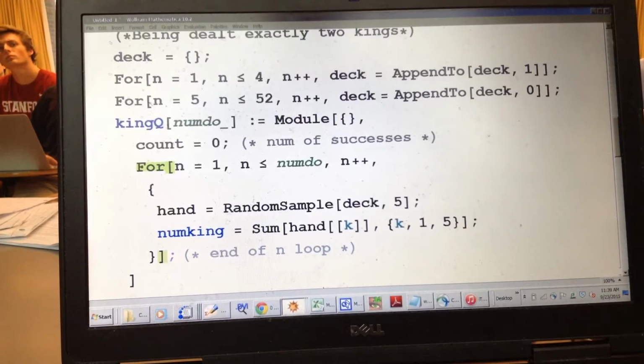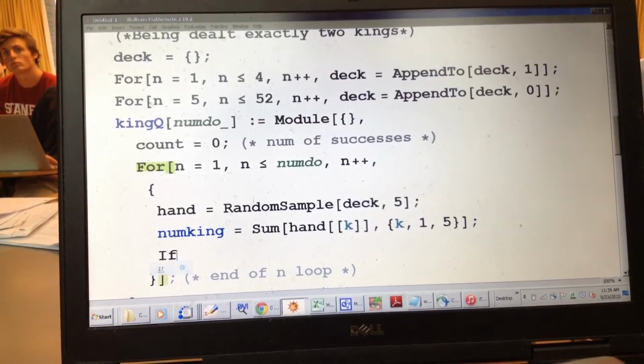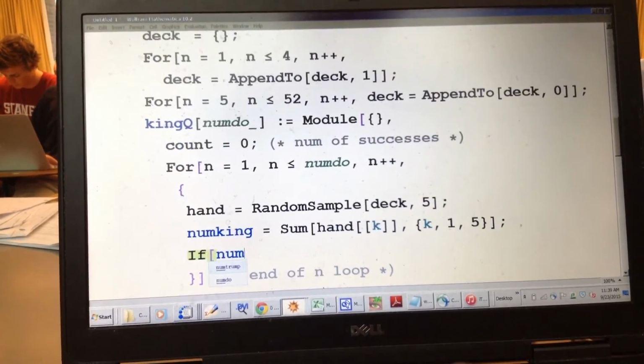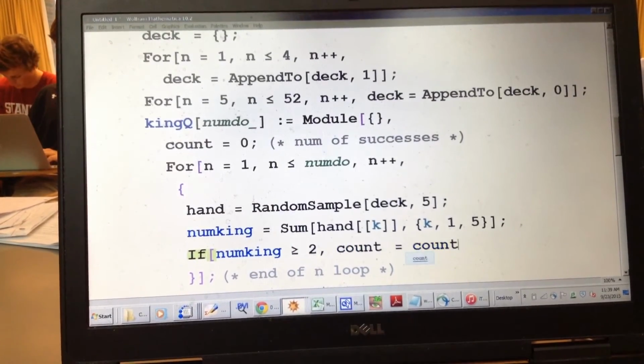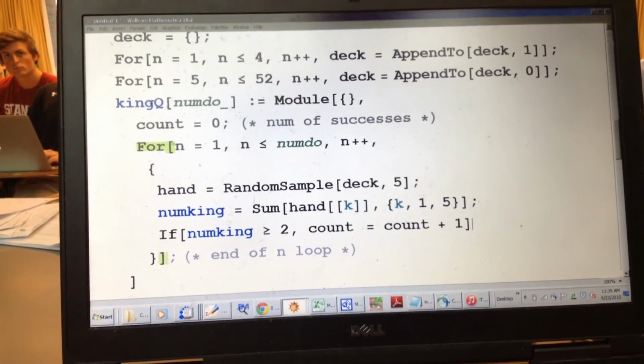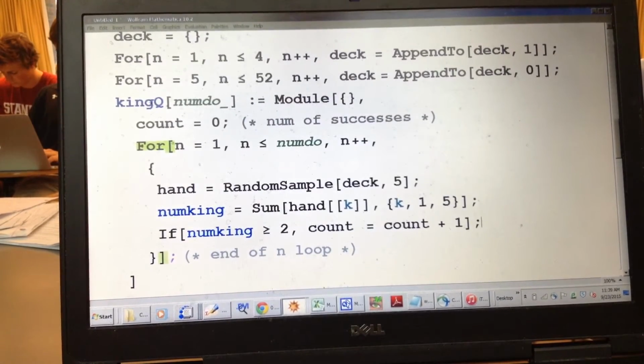So now I've chosen a hand of 5 cards, I've counted how many kings, and now I just have to make my assignment. So now, if num king is greater than or equal to 2, count equals count plus 1. I could have also just done count plus plus, but this is a little bit clearer as to what's going on. So which problem have I just solved? At least 2 kings.